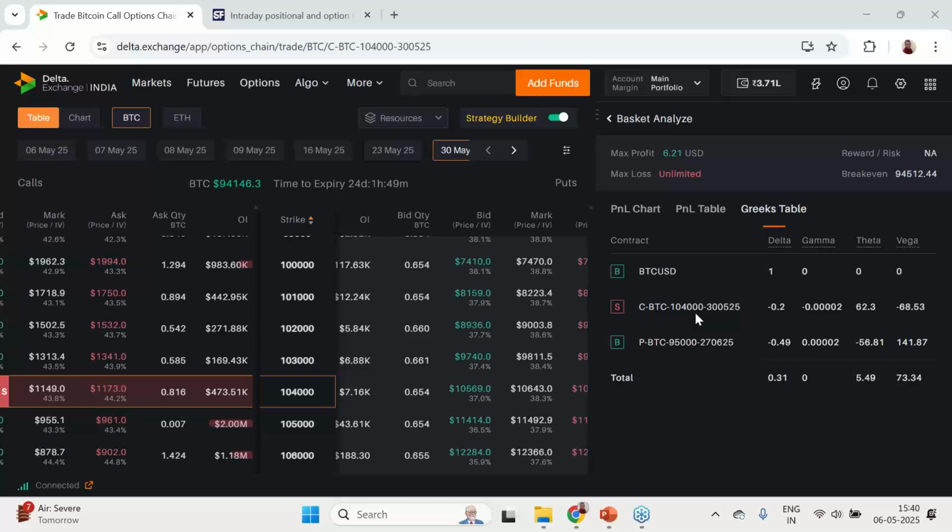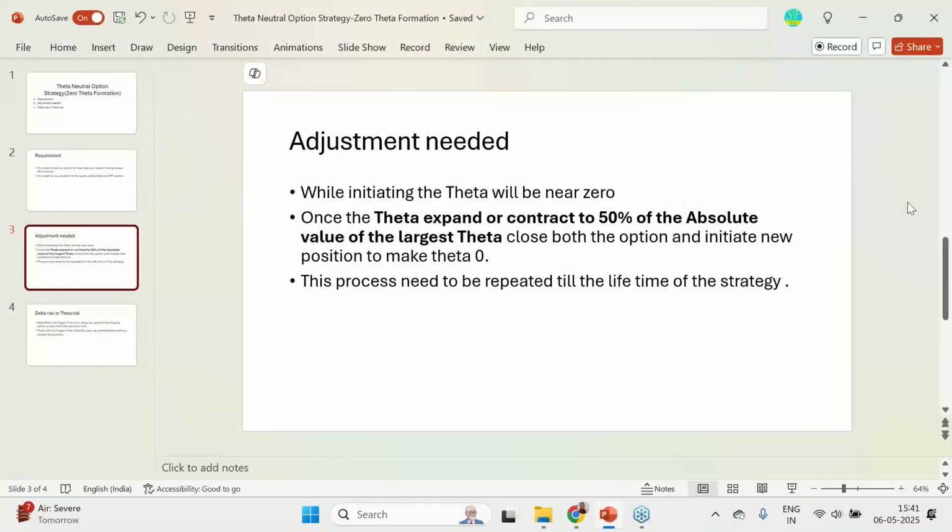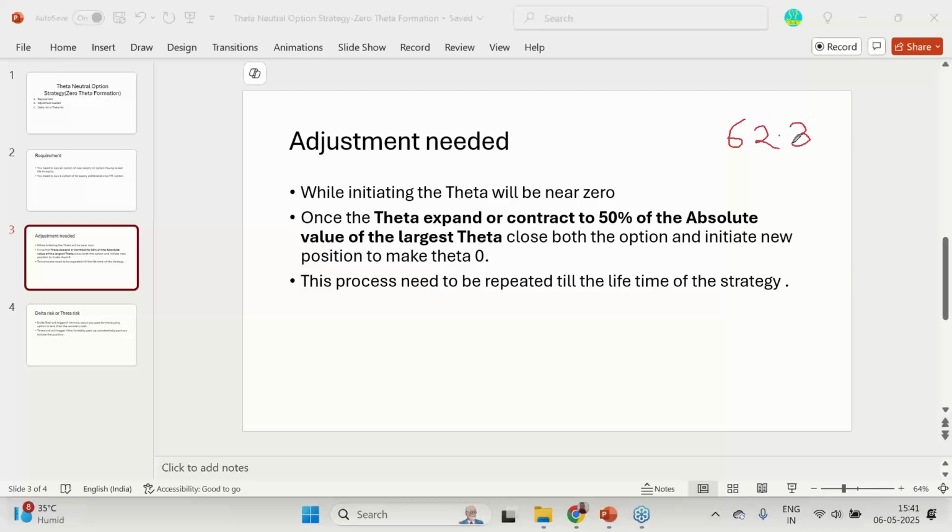Now, this particular thing we have understood: 62.3, the theta at the time of our initiation, is the highest absolute value. Absolute value means positive value. So if the price goes up, the positiveness of the theta will increase. If the underlying asset price, or BTC price, falls, then this theta's negative nature also will increase. So this is the conclusion of this formation.